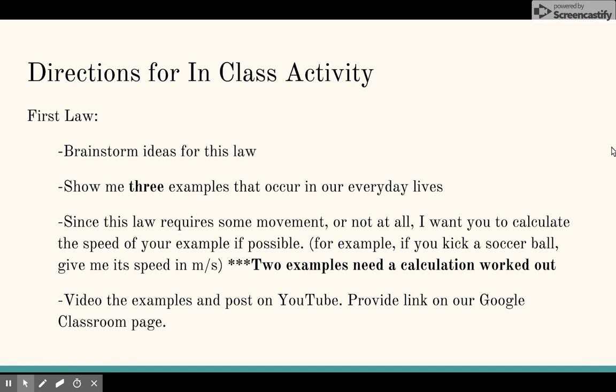So for example, for the first law, you will be demonstrating 3 examples that you see in your everyday life. You can do research on this to come up with ideas, and you can also bring in props if you need, but I'll have an abundance of materials as well. Specifically for the first law, you are to come up with at least 2 calculations of speed of the object that is performing the first law. Going back to our example, if you kick a soccer ball, I want the speed of it. So you have to measure the distance it went and the time of how long it took to go that distance.